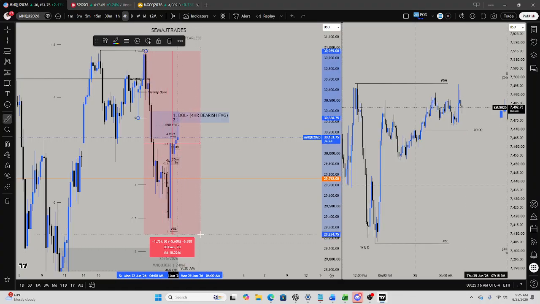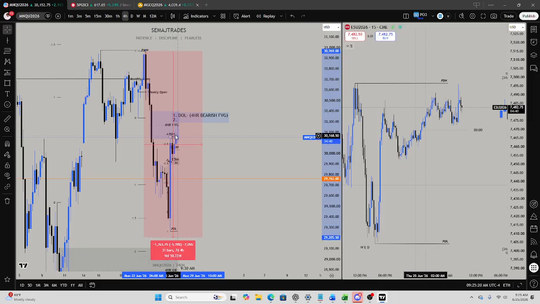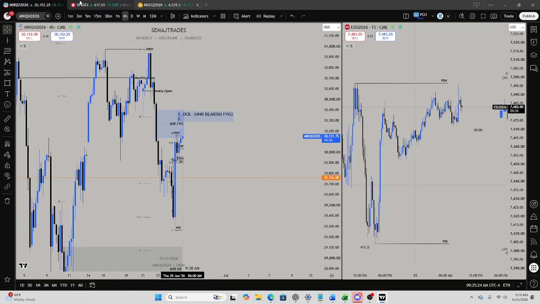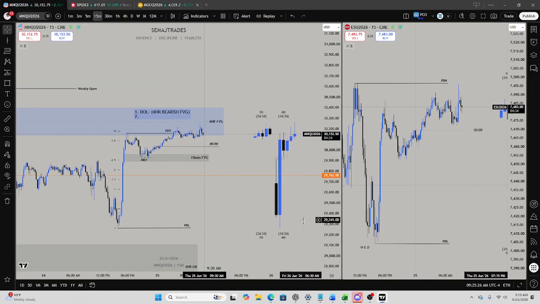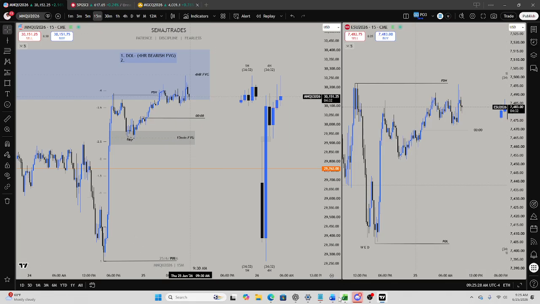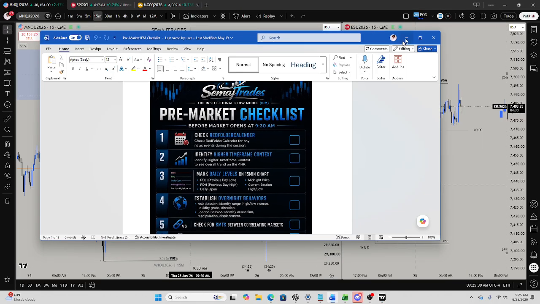Okay, from this high to this low, this is bearish, right? Price is currently on a nice correction back into our drawn liquidity, which is this 4 hour fair value gap, right? That next step is dropping down to our 15-minute and marking our daily levels.